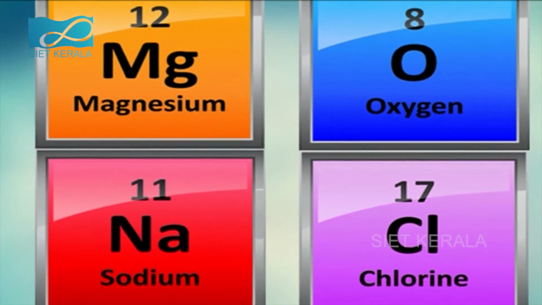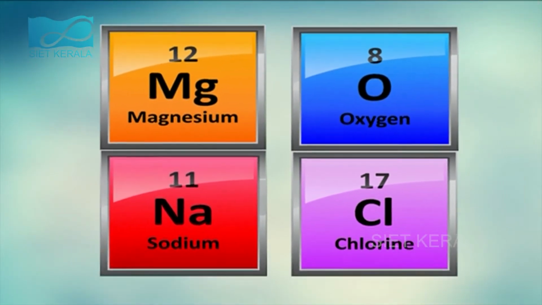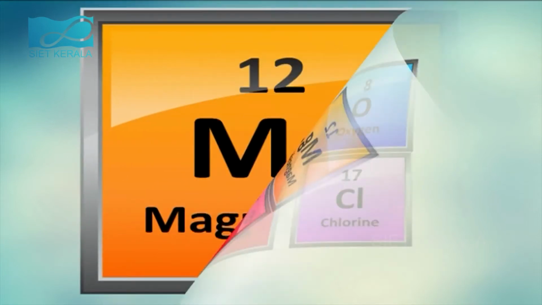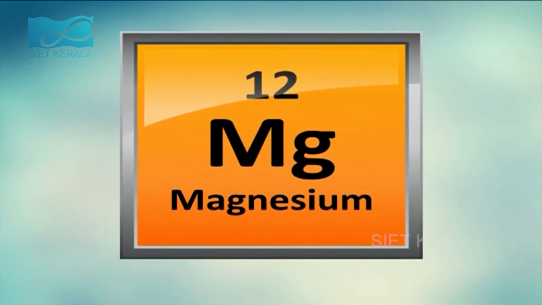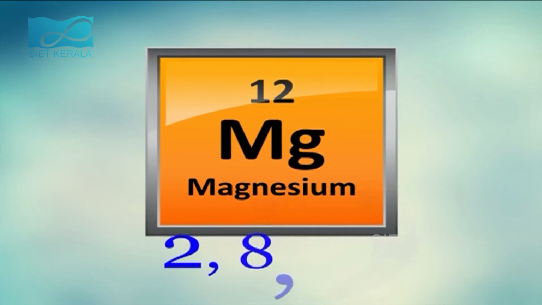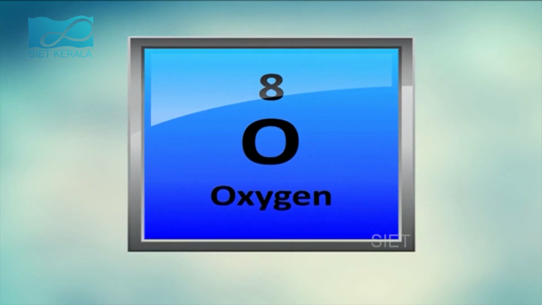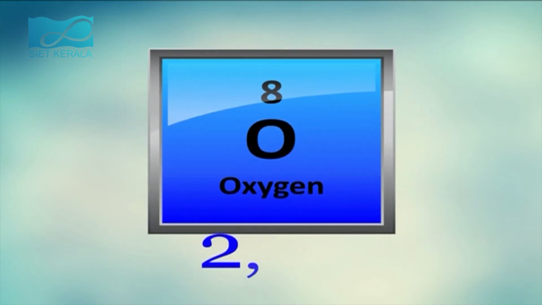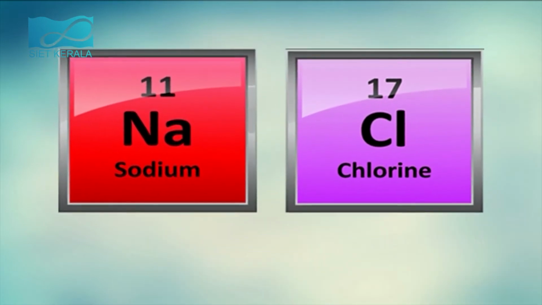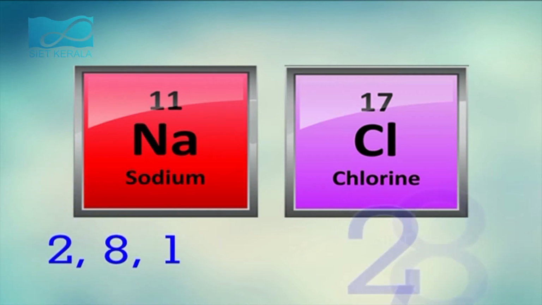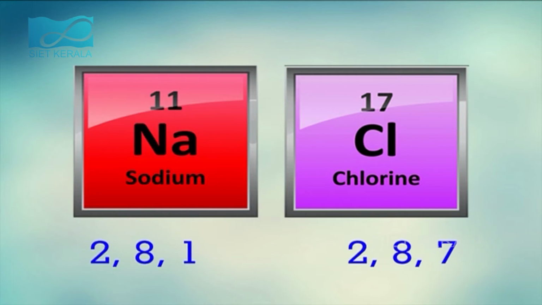Now, we look at the electronic configuration of some other elements like magnesium, oxygen, sodium and chlorine. Magnesium has atomic number 12, so the electronic configuration is 2, 8, 2. The atomic number of oxygen is 8, and so the electronic configuration of oxygen is 2, 6. Likewise, sodium has 11 electrons, and chlorine has 17. So, the electronic configurations are 2, 8, 1, and 2, 8, 7, respectively.